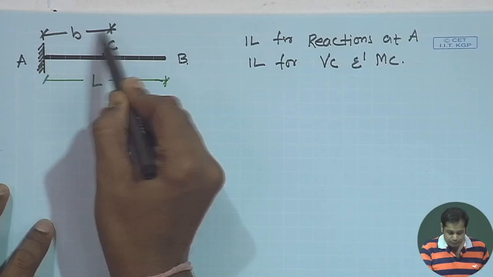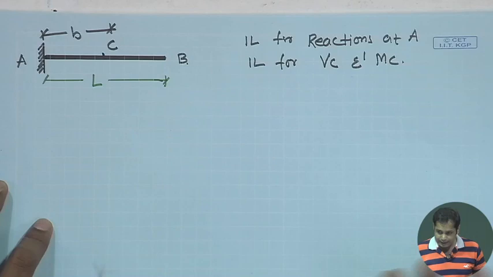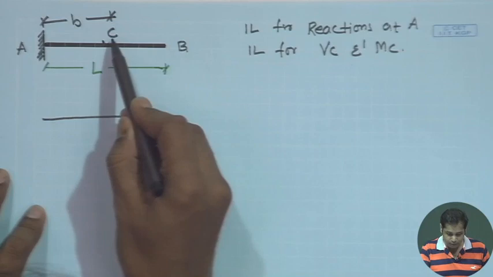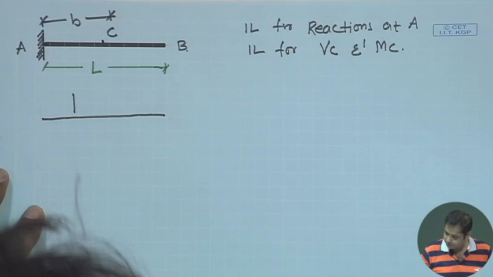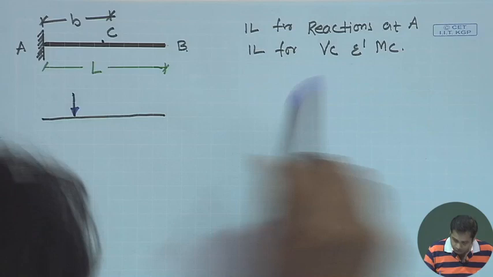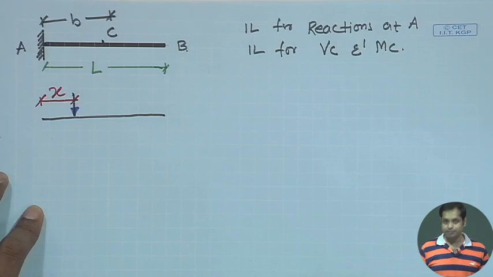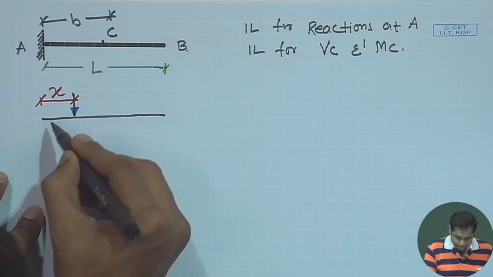Now, let us consider two situations. The first situation is where the unit load is between A and C, and the second case is where the unit load is between C and B. So, suppose the unit load is somewhere here, at a distance x from A. Now, what are the forces we have? This is A, this point is C, and this point is B.